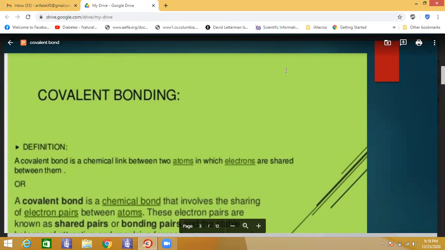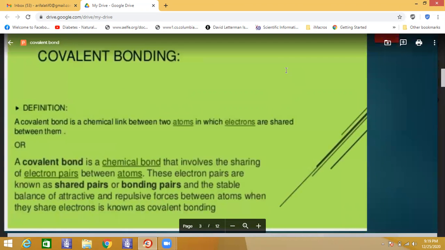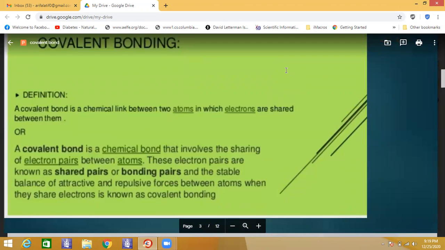Sharing of electrons takes place when the two atoms are at a distance where potential energy is minimum, and they obey the octet rule. For example, hydrogen has only one electron in its valence shell. So when they are forming a bond, they will equally share one electron from each side.